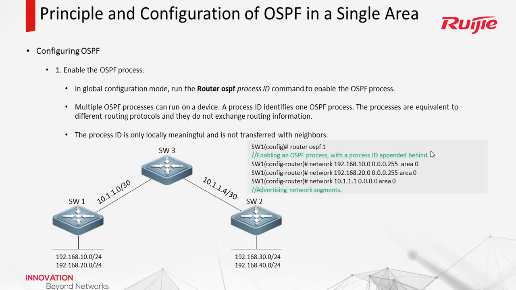So if you want to configure OSPF, the first step is to enable the OSPF process. We can use the command router ospf with a number. This number is the process ID. It's only used locally and will not be exchanged with other devices. Then we need to use the command network to enable which interfaces you want to run OSPF. Just pay attention: the command network means we enable the interfaces which belong to this network.